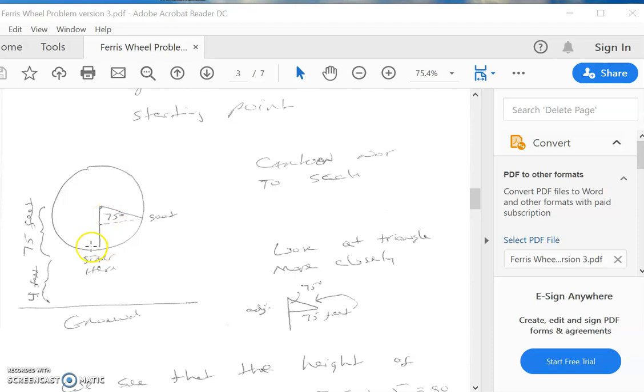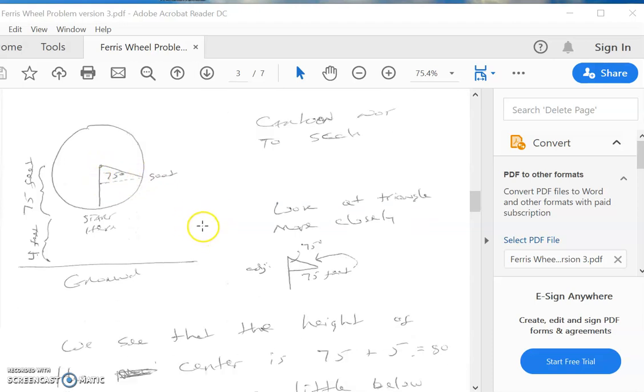That's the radius. In addition, when you started here, the seat was 4 feet above the ground. So that's 4 feet. So it's 75 plus 4. That's that distance. Okay. So now, after you go the 75 degrees, you're not at this point. You're at this point. So you're right here.